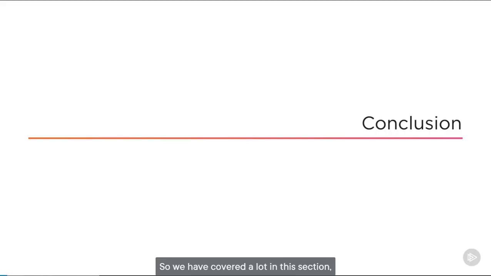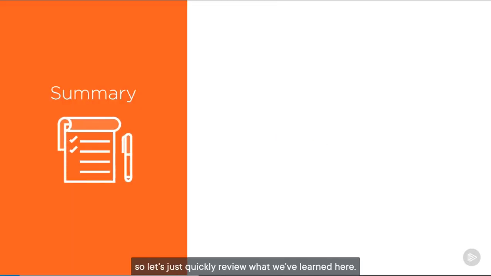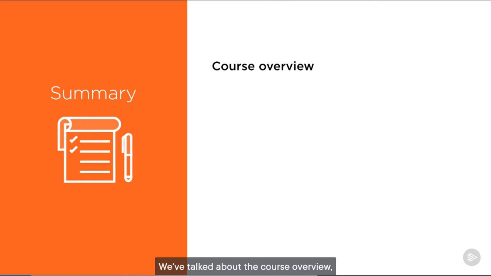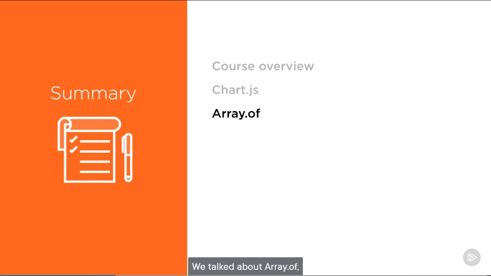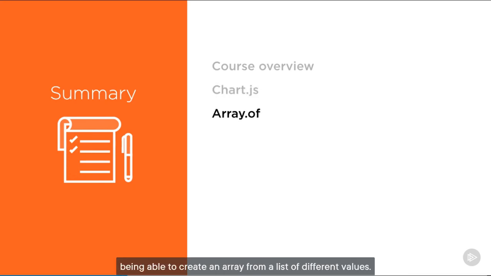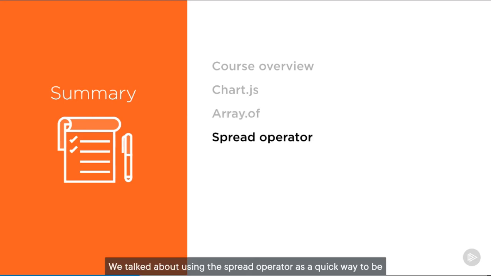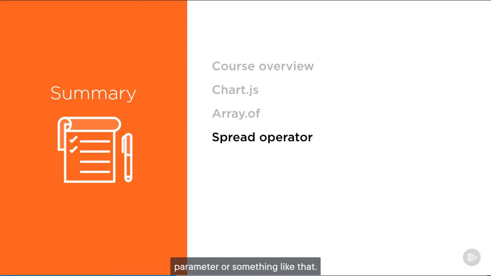So we have covered a lot in this section, so let's quickly review what we've learned here. We've talked about the course overview, what we'll be learning in each of the different sections and what we won't be learning, and some of the different basics of arrays that you may need to go back and review from a different course. We also talked about chart.js and how to update chart.js, and how to add in the different values of chart.js as well. We talked about Array.of, being able to create an array from a list of different values. We talked about using the spread operator as a quick way to add all the different values of an array inside of a parameter or something like that.